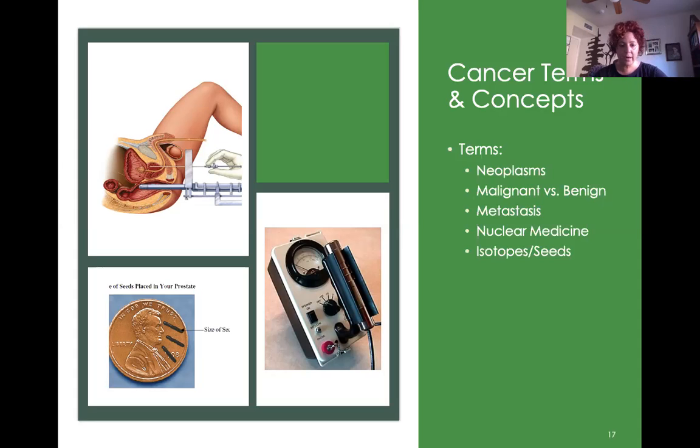Once you're sterile, you need to count how many seeds are in there. And before they're ever brought in, they're going to do a swipe with the Geiger counter. So this is a Geiger counter right here.